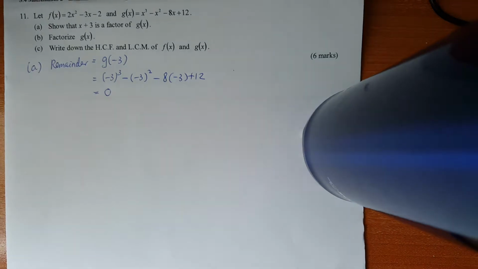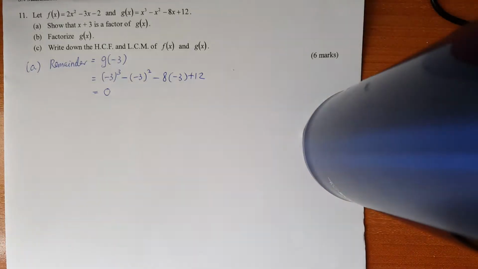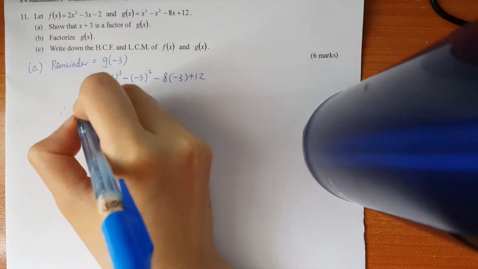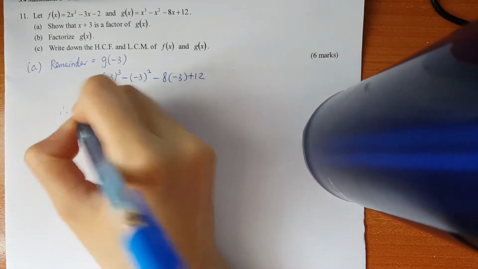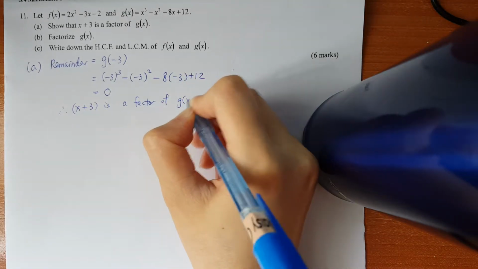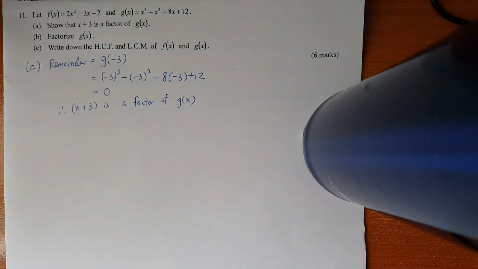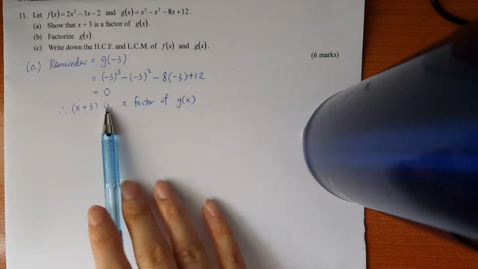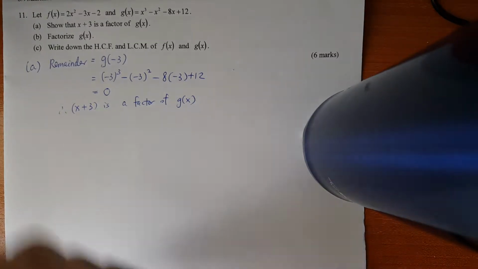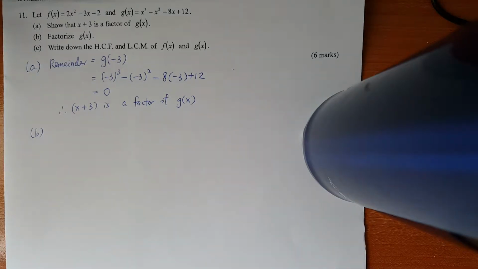Must be equal to 0 because the question asks you to show that. But if you want to use your calculator to double check, that's okay. So it's equal to 0, so therefore x plus 3 is a factor of g(x). Okay, a lot of you forget to write down the conclusion. I don't know why. You just write down the remainder equals 0 and then full stop. And then you get 1 mark deduction.